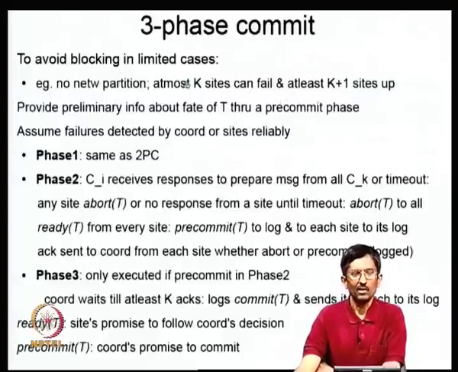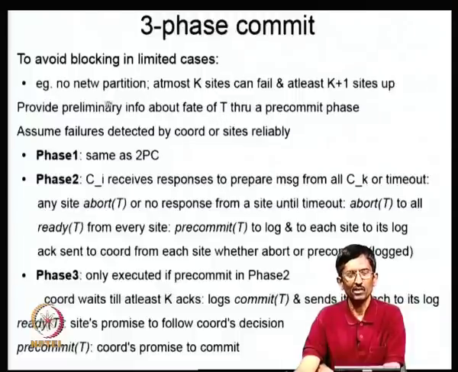Okay. So the basic idea here is, since we were blocking in the previous protocol because you couldn't read the mind of the coordinator, the coordinator did something, but did not divulge what he was planning to do to others, and therefore everybody got stuck. The idea here is that if the coordinator sends information about its intention to the other parties, then they can actually do something interesting. That is called a pre-commit phase. So we'll see how it does it. Again, we assume failures are detected by coordinators or sites reliably.